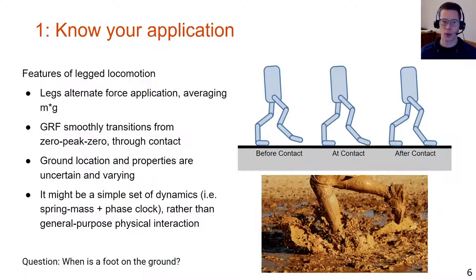And one question to keep in mind in this that's important is, like, when is the foot on the ground? In this image, we see somebody running in mud. That mud is probably squishing and complying and moving throughout the entire contact phase and perhaps throughout the entire stance phase. So at what point do you decide you've switched from flight phase to stance phase? I think it really needs to be something that doesn't have to be a discrete switch like that.